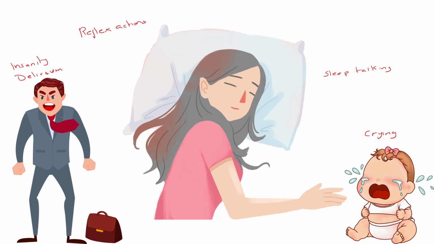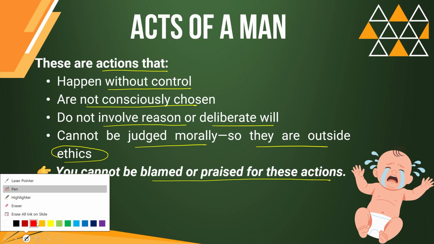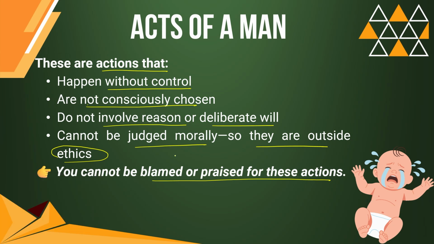Or actions done in deep distraction. So for example, you are talking to somebody and suddenly you pick up a pen. So this also comes under acts of a man. So we see that in this kind of act, you cannot be blamed or praised for these actions. Why? Because these actions are happening outside of your control.